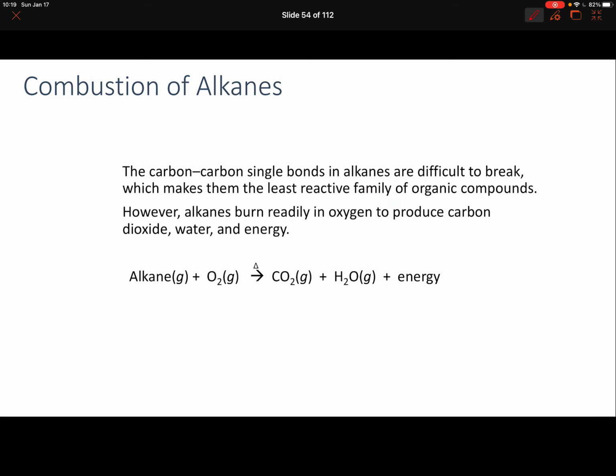The carbon-carbon bond in alkanes is difficult to break, which makes them really good at making long chains. But alkanes do readily burn in oxygen to produce carbon dioxide, water, and to free up some energy. This is why they are good fuels.